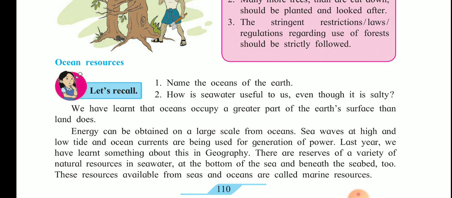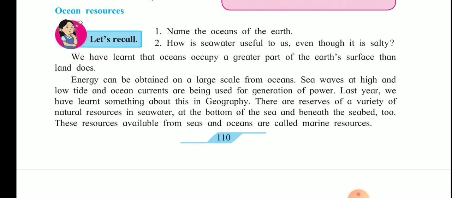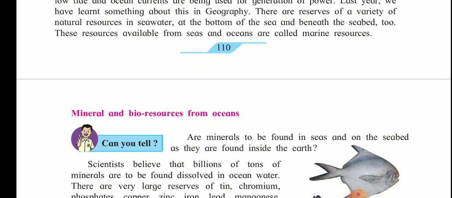We have also learned that oceans occupy a greater part of the earth's surface than land does. Energy can be obtained on a large scale from oceans. Sea waves at high and low tide and ocean currents are being used for generation of power. Last year, we learned something about this in geography. There are reserves of a variety of natural resources in seawater, at the bottom of the sea, and beneath the seabed too. These resources available from seas and oceans are called marine resources.